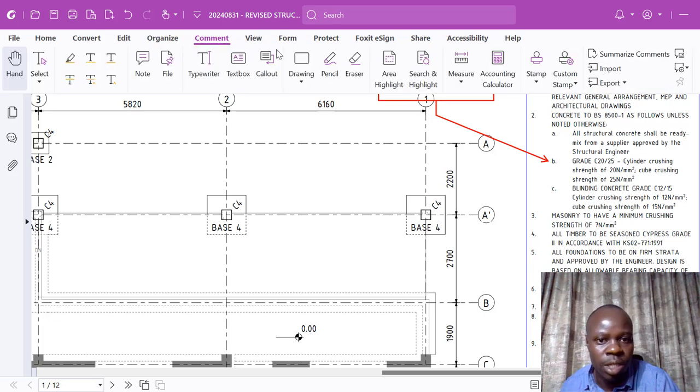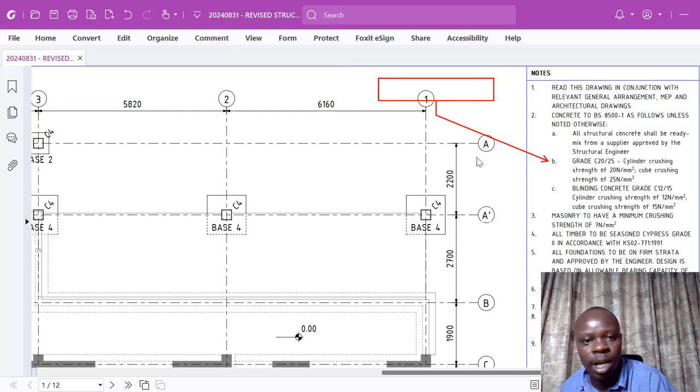The interpretation of this, which is of much concern to us today, will be as follows. Where the arrow is pointing, it states grade C20/25, cylinder crushing strength of 20 Newton per square millimeter, and then cube crushing strength of 25 Newton per square millimeter. The structural engineers will explain this to you better. In my own understanding and interpretation, C20 means class 20 of concrete.